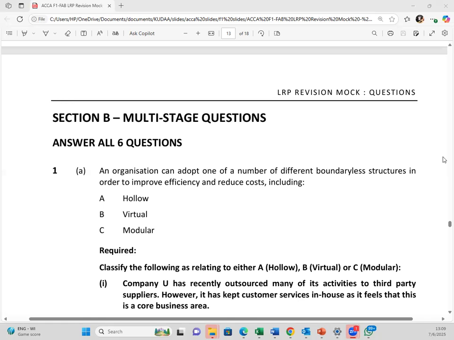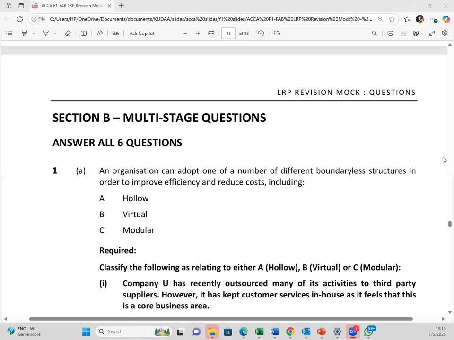So let's look at the first question. An organization can adopt one of a number of different boundaryless structures. So remember the boundaryless structures, these link the organization with the external environment. So the organization can be linked or connected with the external environment. So we're not just looking at the internal structures. The organization can be linked with its suppliers. It can be linked with other firms through outsourcing. So there are different boundaryless structures.